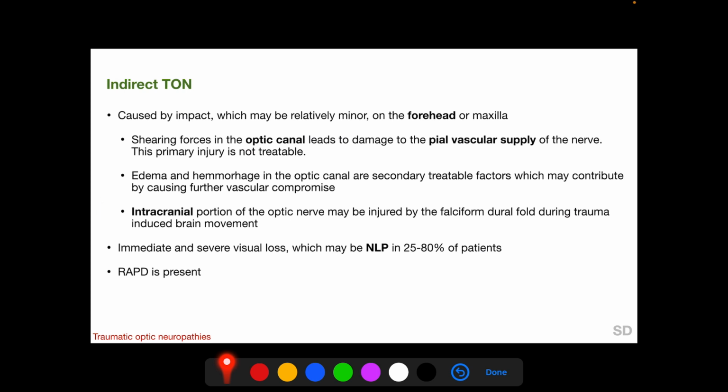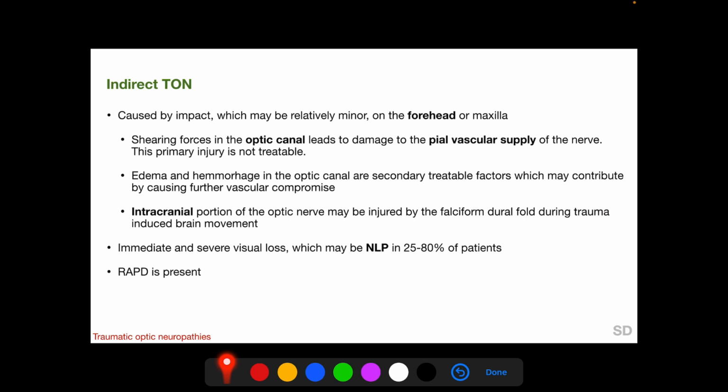Another mechanism of indirect TON is trauma-induced brain movement, which causes the falciform dural fold, which lies just above the intracranial portion of the optic nerve, to impact on that portion of the optic nerve.